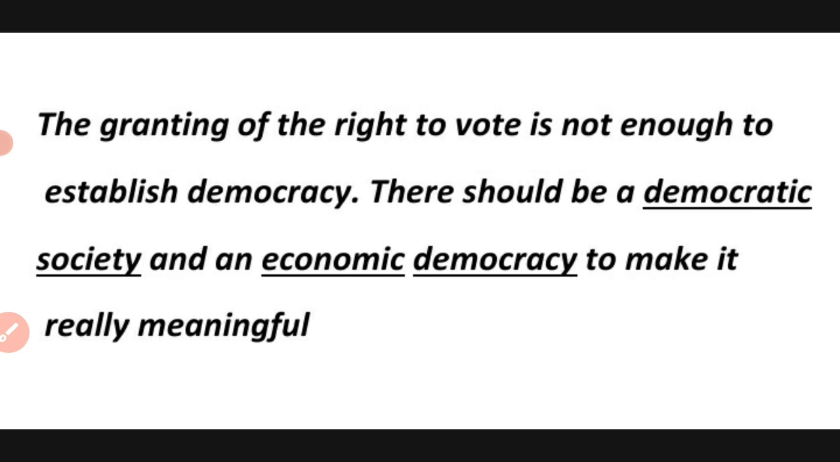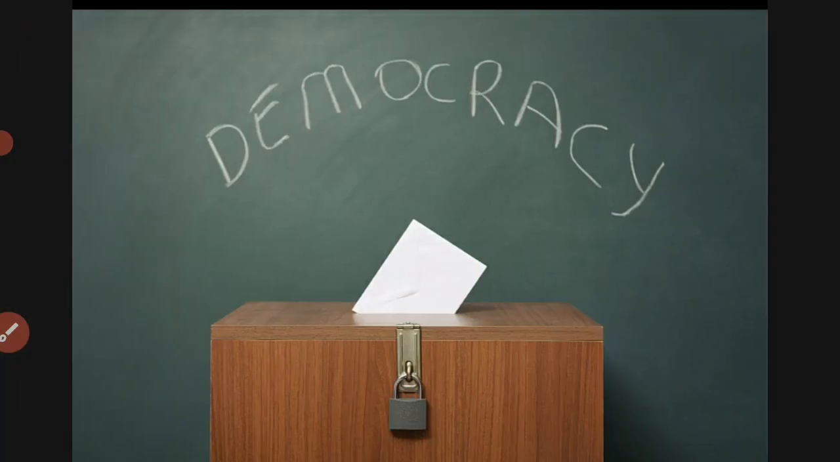So, now in the concluding part of the chapter, we are going to study what is democratic society and what is economic democracy, which are necessary to have a complete democracy in a country. Now let us see what is democratic society.